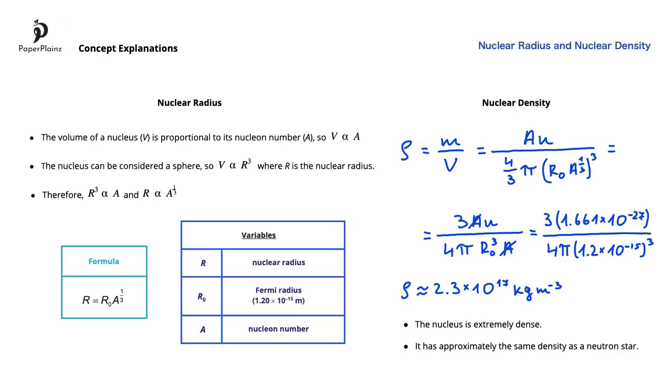This completes our discussion of nuclear radius and nuclear density. In the next video, we'll learn about electron diffraction.